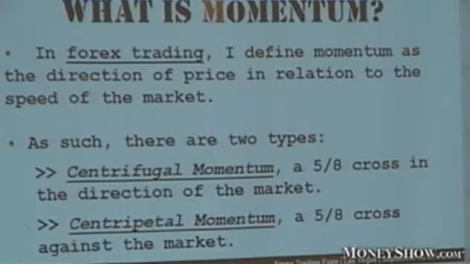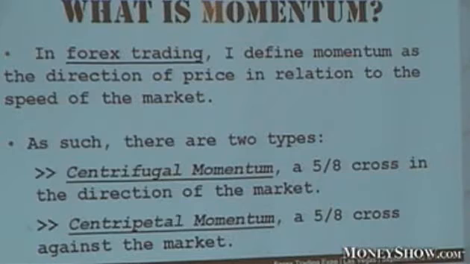In Forex trading, I define momentum as the direction of price in relation to the speed of the market. There are two different things. Let's say the market's falling, remember 2155 is falling? What you should ideally be doing is looking for opportunities to short as well. If momentum is falling and price is falling, then it's centrifugal momentum. But there are other opportunities. What if the market's falling and price is way far away and is coming back? Well, it's centripetal.